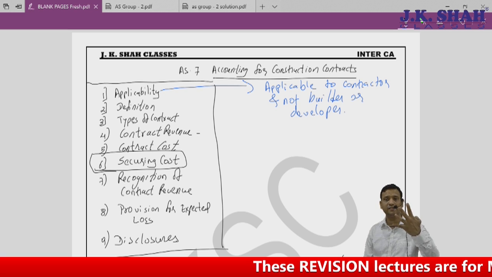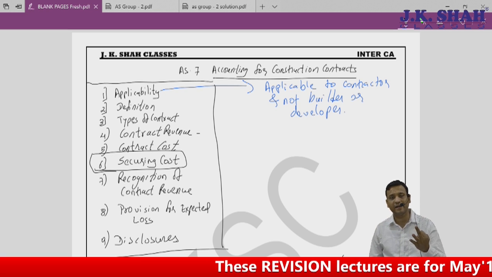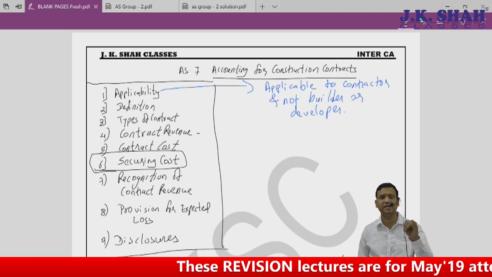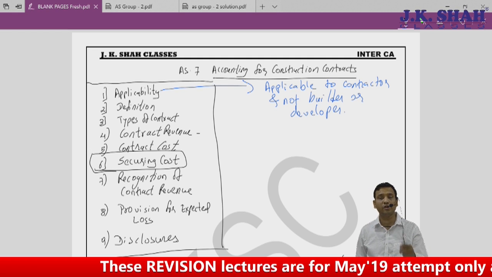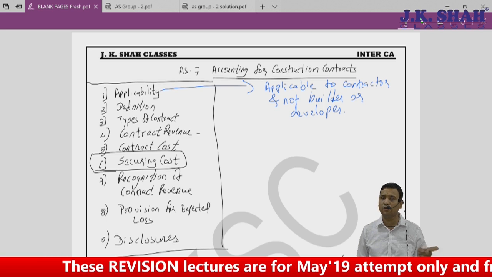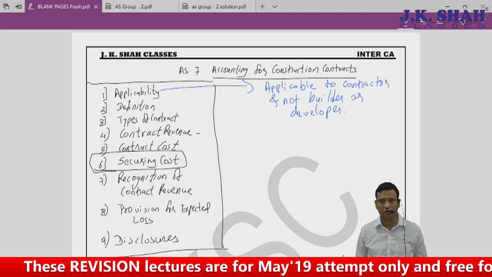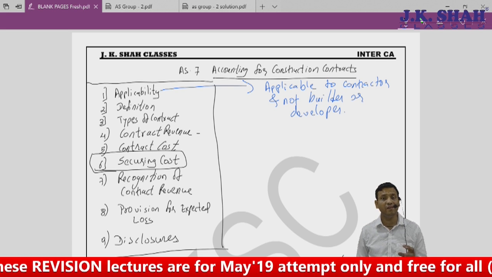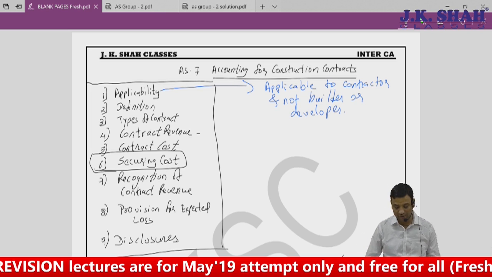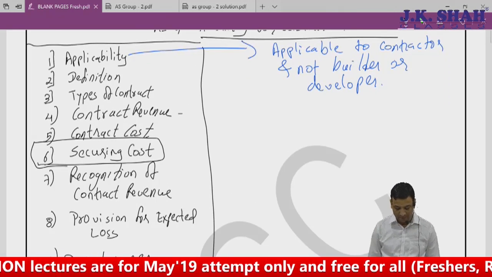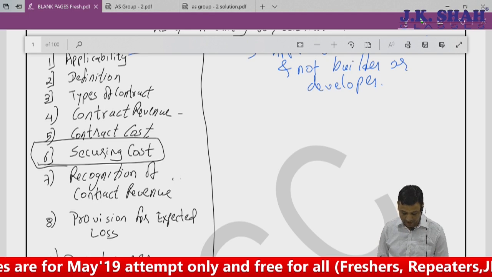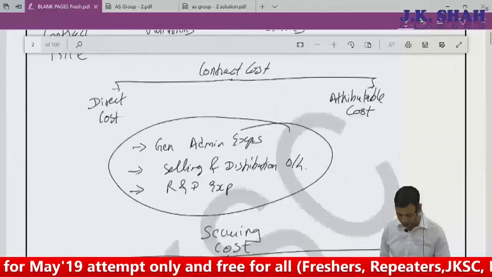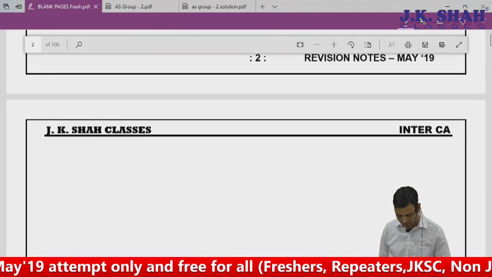Contract revenue has four things: contract price, variations, claims, and incentives. Contract cost: direct cost and attributable cost. Securing cost: charged to general P&L or charged to contract profit and loss account. Now, the main crux of the standard, for which this standard was actually made, is recognition of contract revenue. Very, very important area.